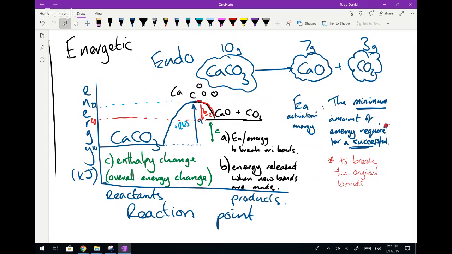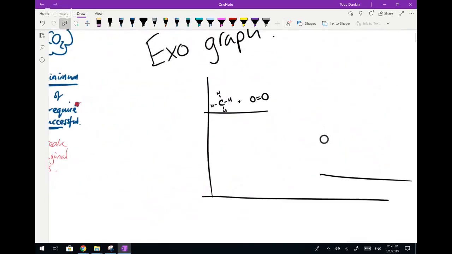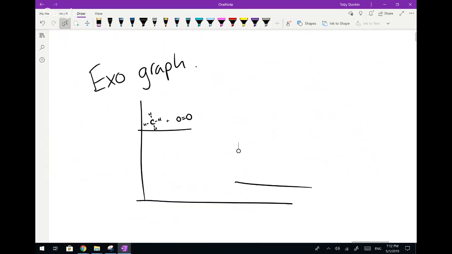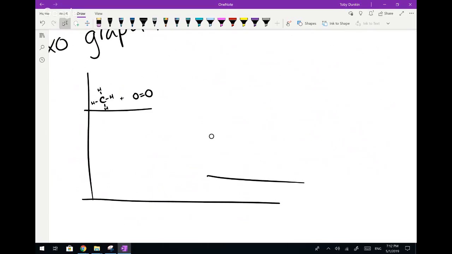So I've put in methane as my fuel, and I put in oxygen. Now, guys, lovely rule. All, and I mean all, combustion reactions. The word combustion means to burn. And if you burn anything, it's exothermic. So all of these graphs are exo. Every single one of them. So that is a whole lot easier.